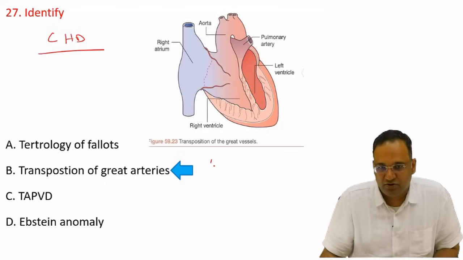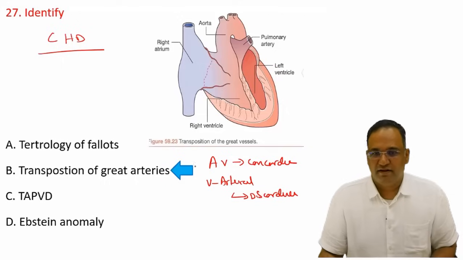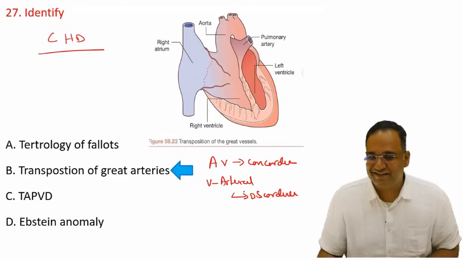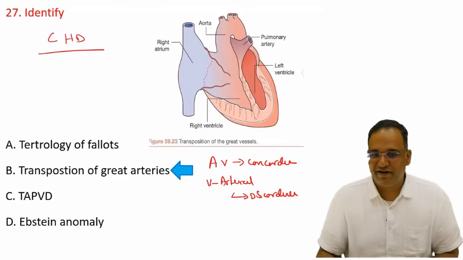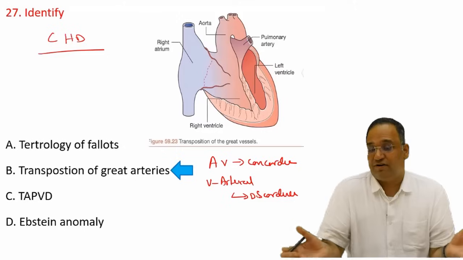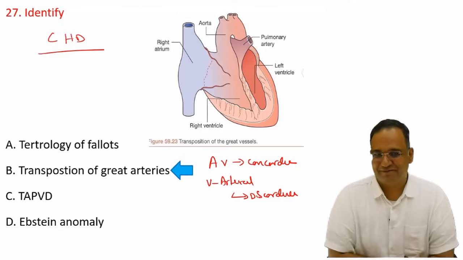See, atrioventricular concordance, ventriculo-arterial discordance. Atrioventricular concordance means what? Right atrium opens to right ventricle. But ventriculo-arterial discordance means what? The ventricle does not open to the corresponding vessels meant for it. The right ventricle opens to the aorta and the left ventricle opens to the pulmonary artery. So, it is a ventriculo-arterial discordance. That is the definition actually. TGA, transposition of great vessels, that is what the definition is all about. Okay? Do you understand? Yes.